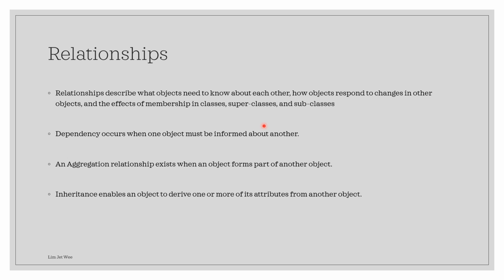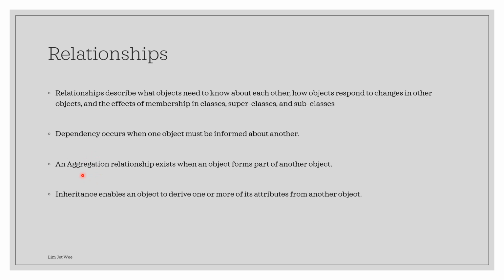And a change in one object can actually affect another object. Like for instance, if you have different membership of classes, superclasses, subclasses. When we deal with dependency, it means that one object is depending on the other. Therefore, it has to be informed about the other object.